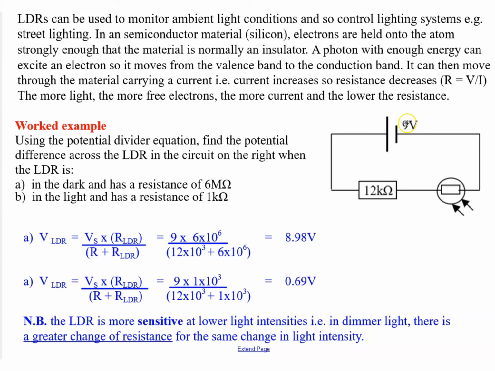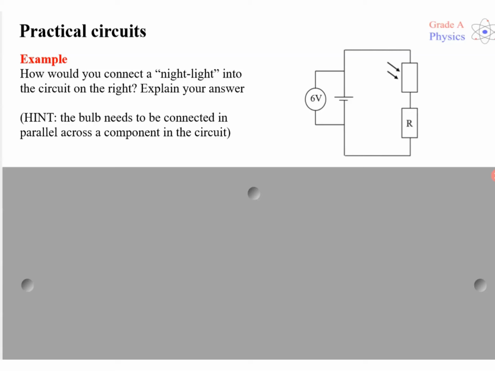Therefore, the voltage that it will take of the 9 volts is reduced. And this idea of changing the voltage output, or the voltage across a particular component, as the resistance varies due to the conditions, is the fundamental principle behind potential divider circuits. Okay, let's look at a practical circuit.